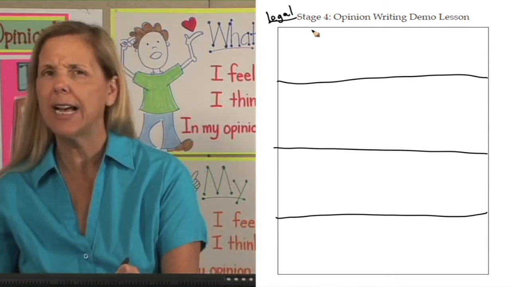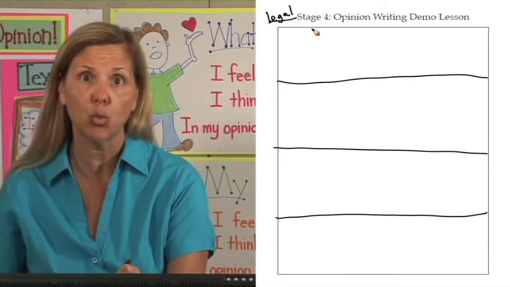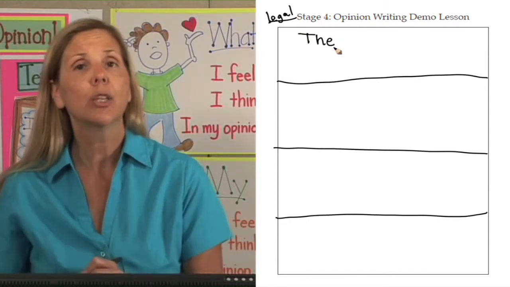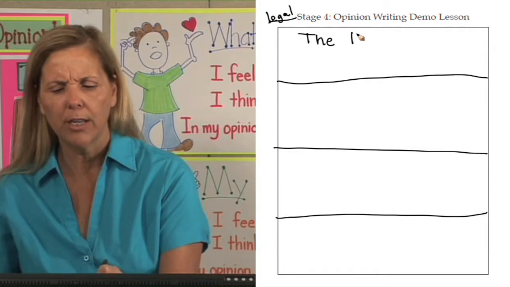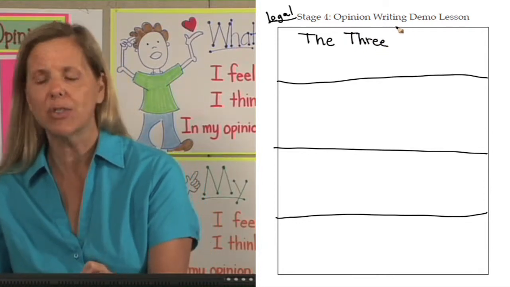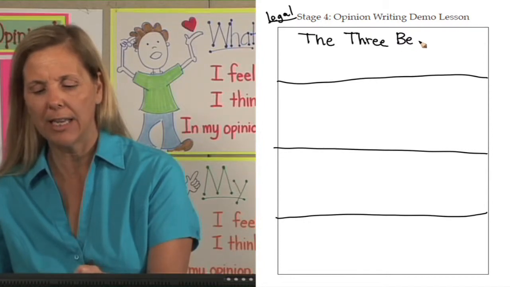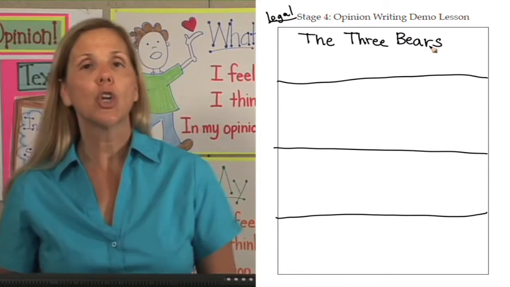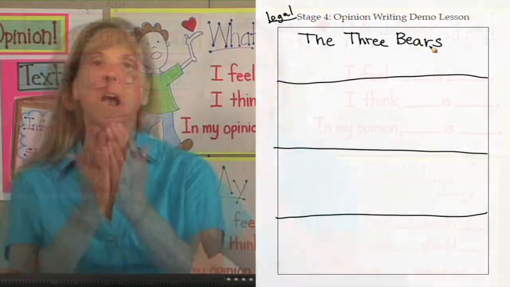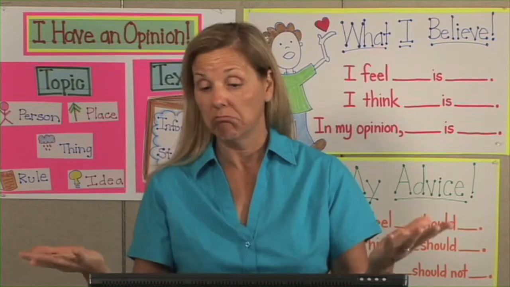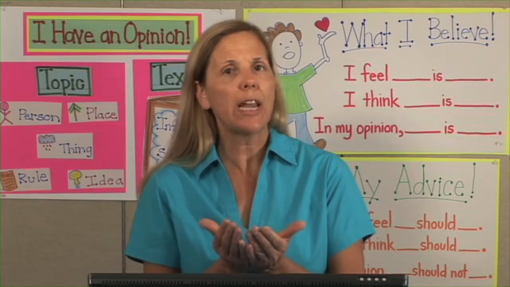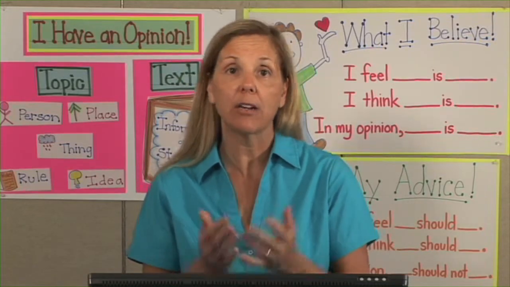The first word is the. It's not an important word, but it's the first word. So what do we need to do? Capitalize it. T-H-E. 3. Ooh, that's an important word. T-H-R-E-E. 3. Bears. That's an important word. Capitalize it. Let's go back and read our beginning of our opinion. I read The Three Bears. I could start off like that. I just finished reading a great book titled The Three Bears.